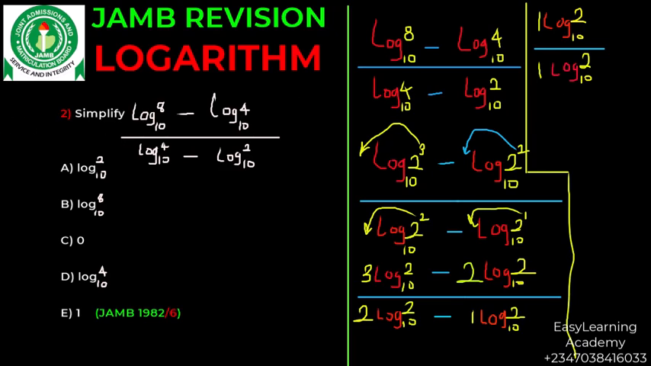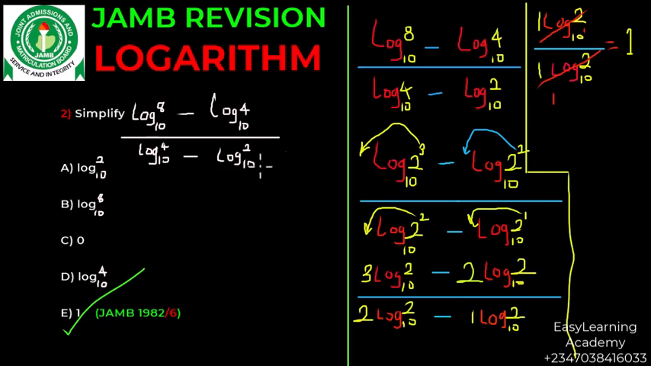Alright, so let's see, this can just cancel itself out, and if this cancels itself out one time with this other one here, our answer is 1. That's our answer. So let's check our options, if there is any like that here. Okay, we have it, option E, 1. That's the correct option. Alright, so we are good.